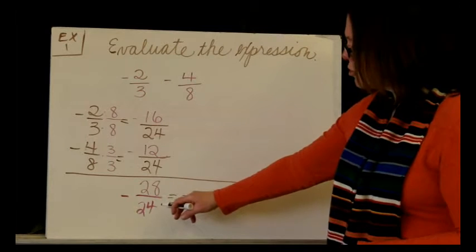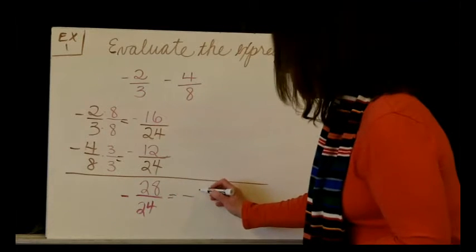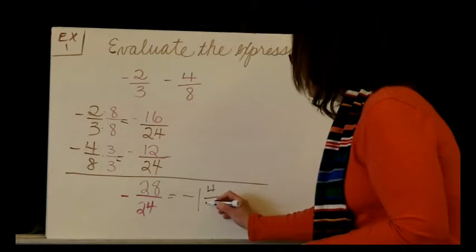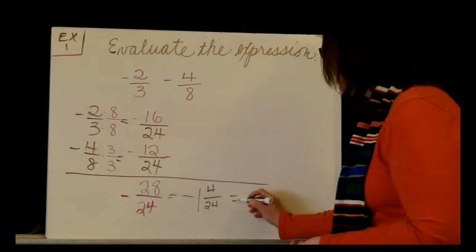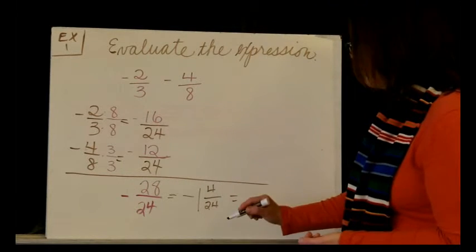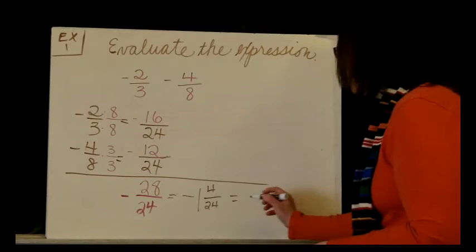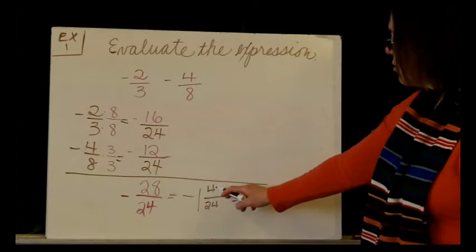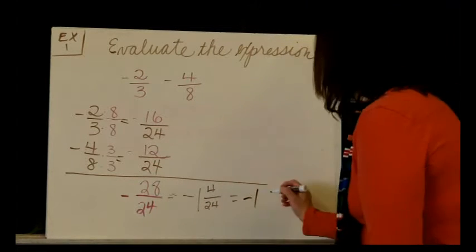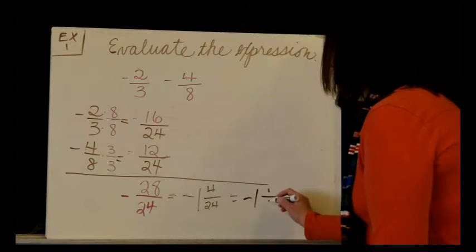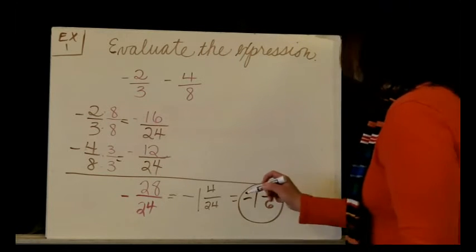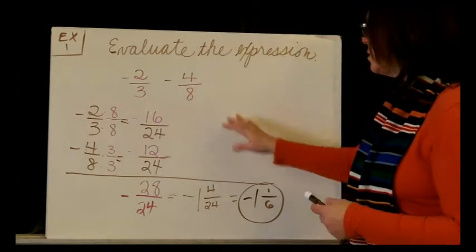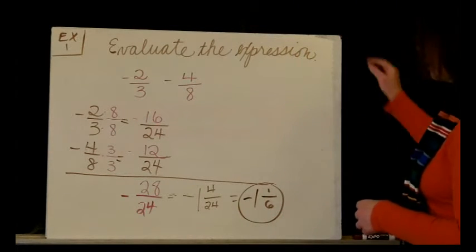28 is greater than 24, so we know that we're going to have a mixed number. 24 goes into 28 once, with 4 left over. 4/24ths, but we're not done yet because 4 over 24 is not simplified. We'll keep our negative 1 exactly as it is. The greatest common factor of 4 and 24 is 4. 4 goes into 4 once. 4 goes into 24 6 times. So this is our final answer. When we combine a negative 2/3 and a negative 4/8, we have a total of a negative 1 and 1/6.